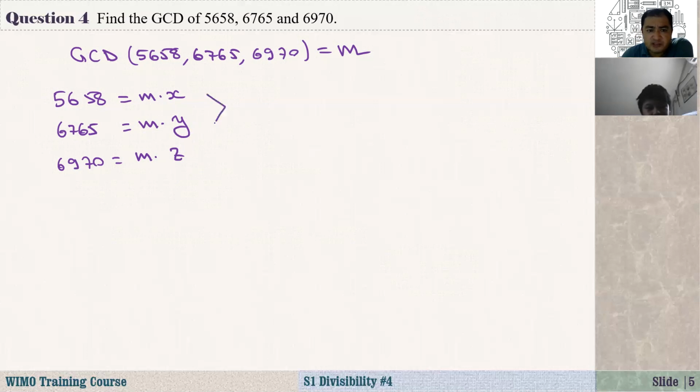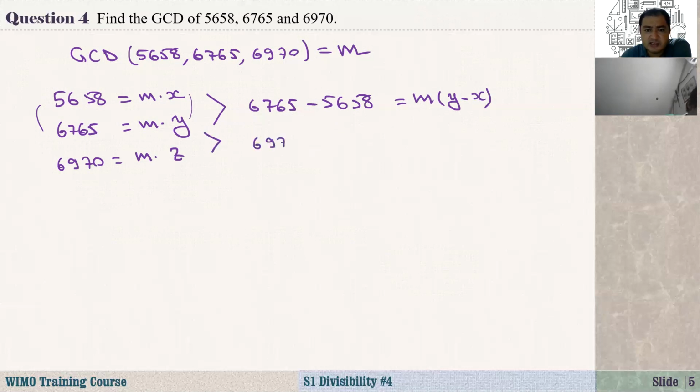Now, what is the difference of these two numbers? That is 6765 minus 5658. On the right hand side, M is a common factor, so I can write it as M times (Y minus X). And how about the second one? The difference of these two numbers is 6970 minus 6765. On the right hand side, M is a common factor, so here we have M times (Z minus Y).